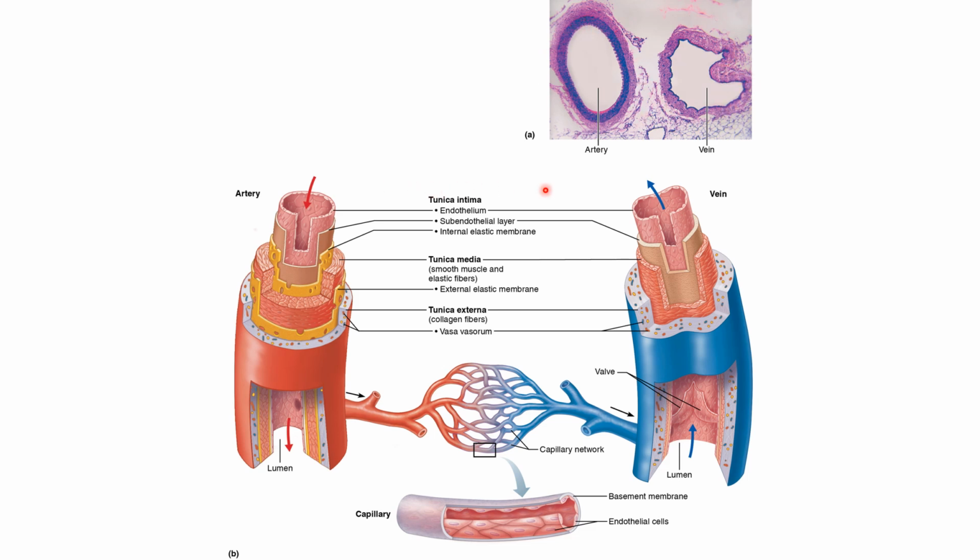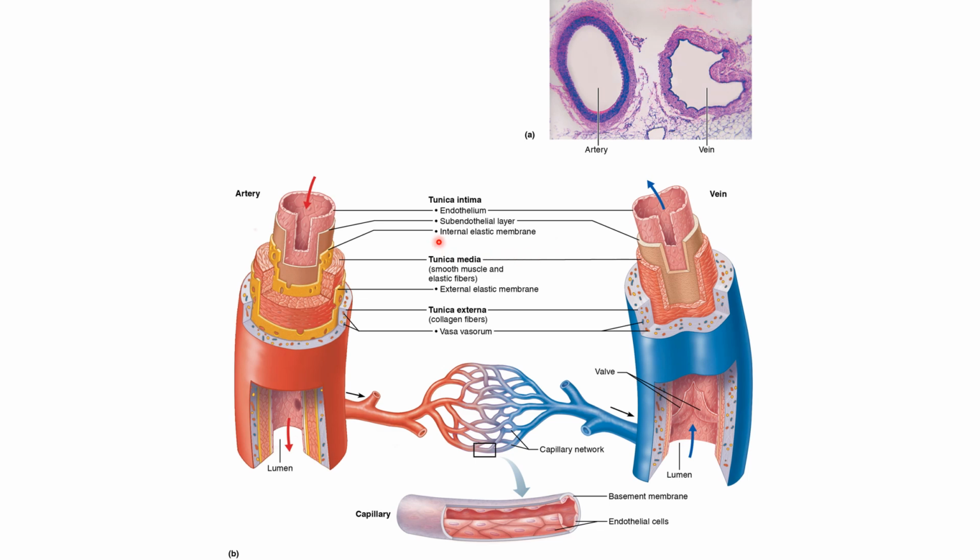Now let's go over the three layers and see the differences between the artery and the vein. So first of all, we have tunica intima. Tunica intima can have endothelium. It will always have endothelium. Actually, all the vessels have endothelium. Then a subendothelial layer, then internal elastic membrane.